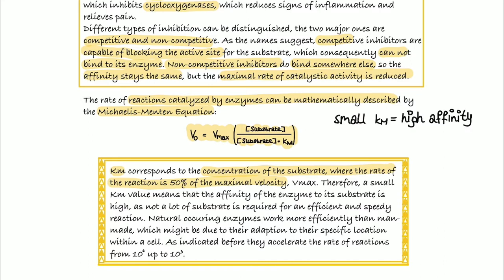Naturally occurring enzymes, by the way, all work more efficiently than man-made ones. And even though the reason is not fully understood, it's possible that it's due to the specialization of the enzyme for the space within a cell. Enzymes are capable of accelerating reactions by a factor of 10^6 up to 10^9.